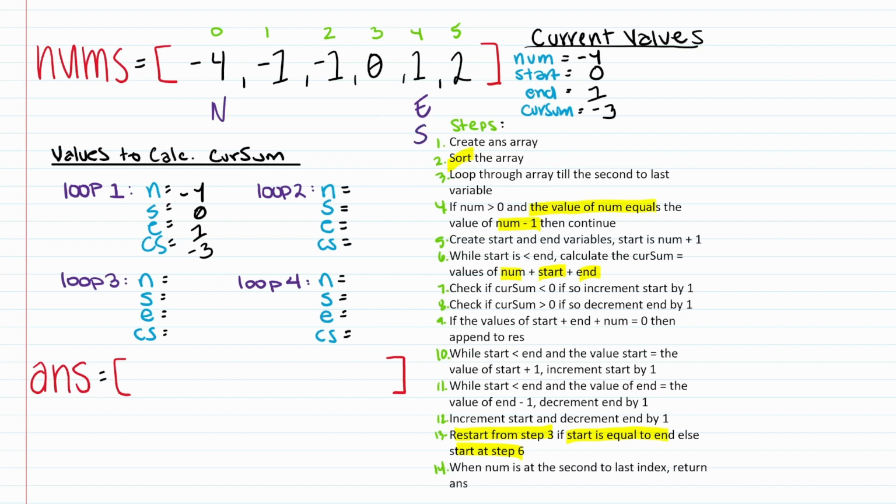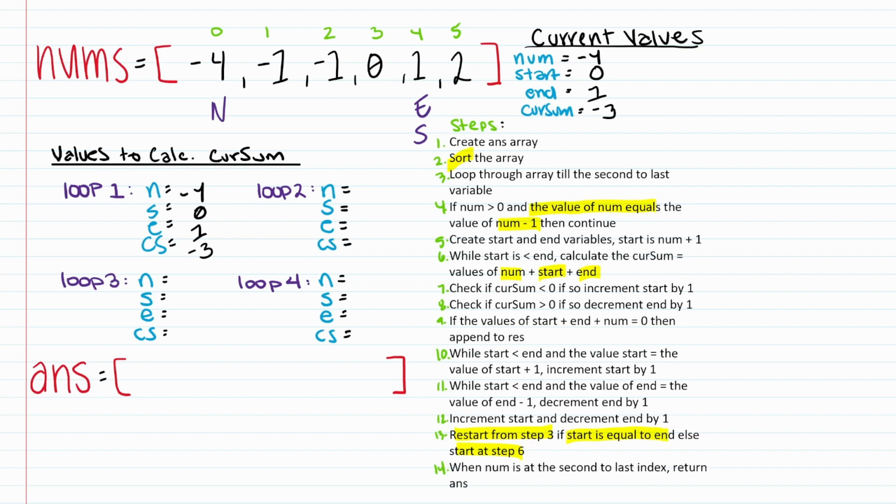Start is now 1. If the values of start plus end plus num equals 0, then append to res. It's not, so we're going to continue. While start is less than end and the value of start is equal to the value of start plus 1, increment start by 1. It's not. Same thing with step 11, so we're going to skip it. And then we're going to increment start and decrement end by 1. But in this case, our start and end equal each other, so our while loop no longer works up here at step 6. So we're going to restart all the way at step 3 now.